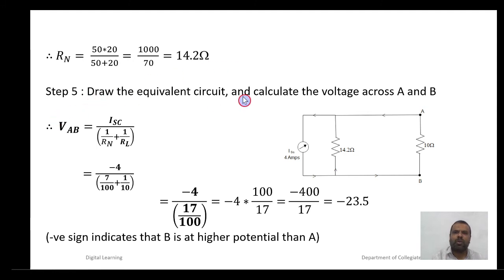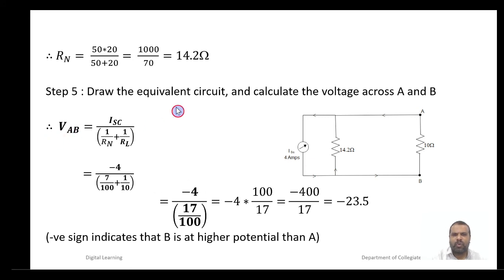Step 5. Draw the equivalent circuit and calculate the voltage across A and B. Now you have replaced the EMF with a current source and an equivalent resistance connected in parallel. Then the two terminals A and B and a load resistance RL.